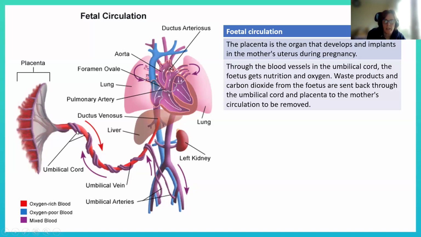Through these blood vessels in the umbilical cord, the fetus will be getting the nutrients from the mother's blood and oxygen, which the mother has inhaled as well. Waste products that are made in the fetus, so the fetal cells are using up the oxygen and the nutrients, will get sent back through and then removed by the mother's body. So the mother will breathe out the CO2 that the fetus is producing, for example.